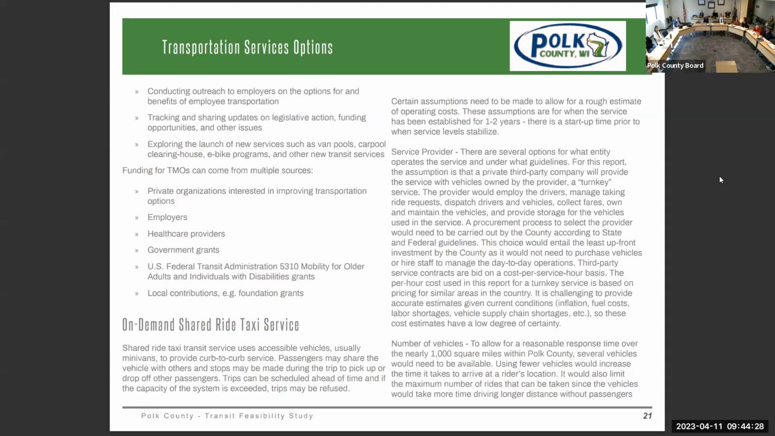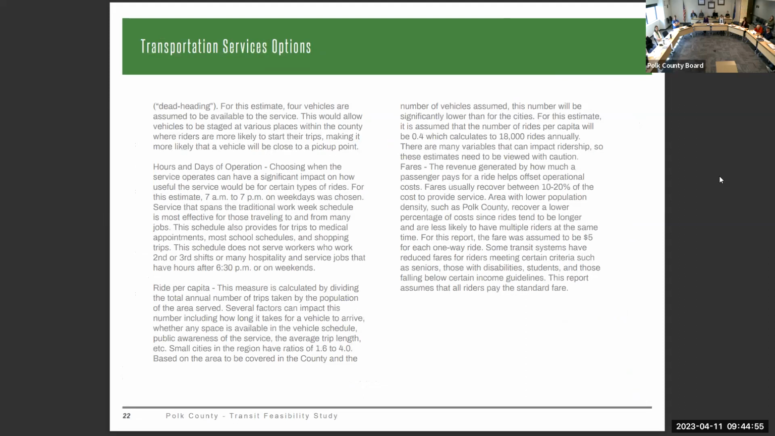And then we looked at the number of vehicles because, for instance, New Richmond has 2 vehicles on the road, Chippewa Falls has 8. That changes the number of rides that you can possibly give, and so that changes the numbers. For this, we looked at 2, I believe. And the hours and days of service, of course, change it. Just for this model, we looked at 7 a.m. to 7 p.m., 5 days a week.